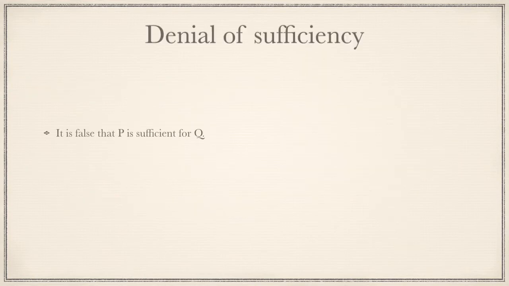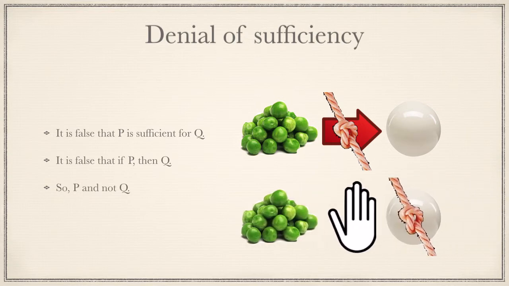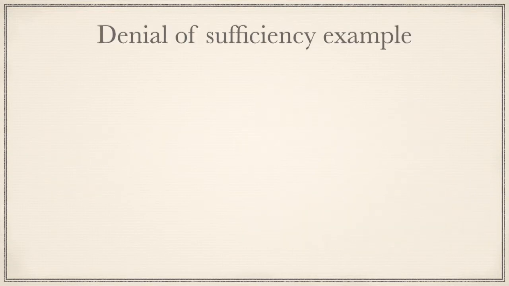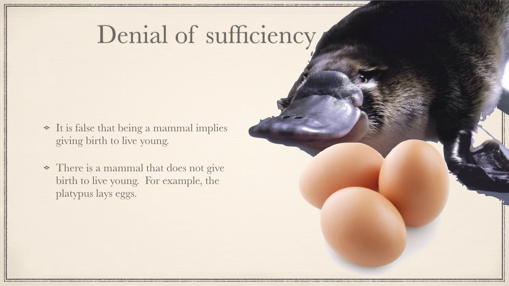Okay, here's the form. First, we state that it is false that P is sufficient for Q. Or in other words, it's false that if P, then Q. From this, we have a conjunction where the antecedent is true and the consequent is false. For an example of this, consider the conditional, if a creature is a mammal, then it gives birth to live young. This is false. So first we state that it is false that being a mammal implies that the creature gives birth to live young. Next, we show the conjunction. Platypuses are mammals and they lay eggs.